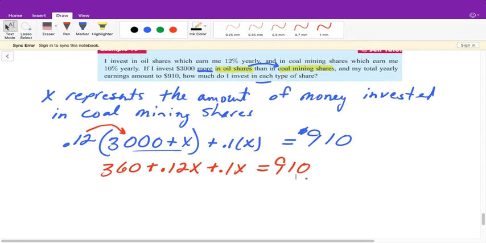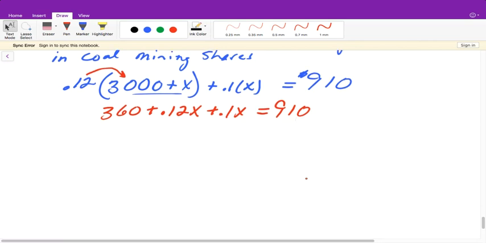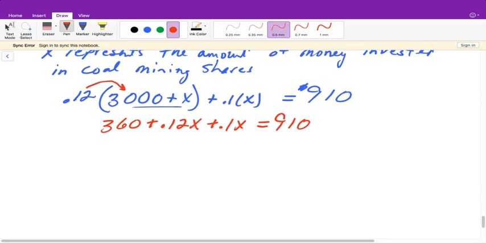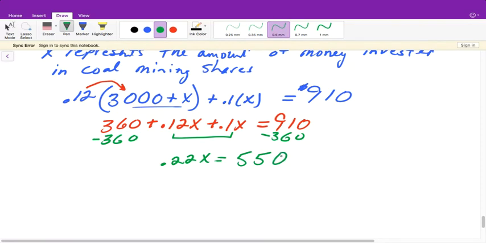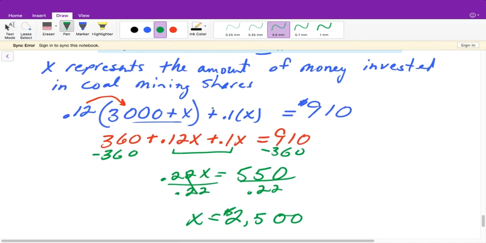If this were a question on your test, I would let you use a calculator, or I'd make it nice and easy decimals that you can use. All right, so then we would go ahead and subtract 360 from both sides. And we will combine our like terms here. So 0.22x is then equal to 910 minus 360. So that would be 550. All right, so then we will divide by 0.22 so that we can isolate our variable x. And x is then equal to $2,500. So that means if we go back, X represents the amount of money in our coal mining shares.